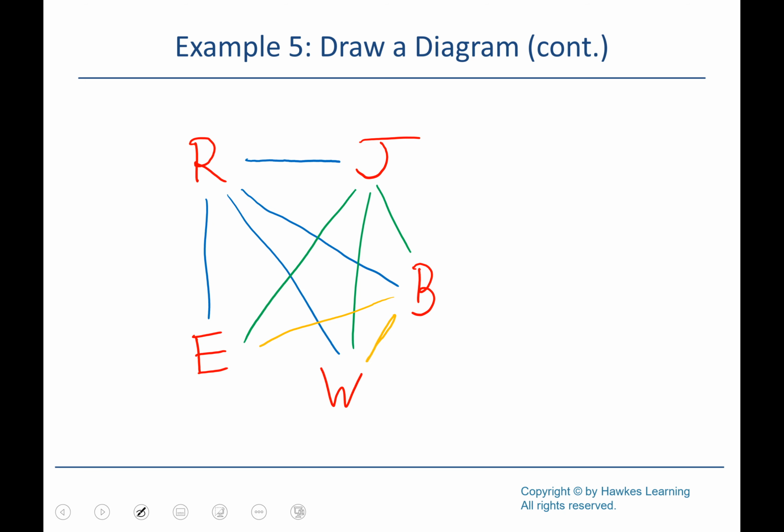Okay, we'll do some color over here. Okay, and then come in. And then we started with the Raiders. So we're down to the last one with the Eagles, but we don't have to draw anything in on it because we've already got all the other games drawn in. We've got E to R, E to J, E to B, E to W, so good on all those.